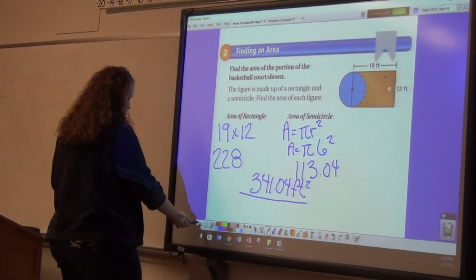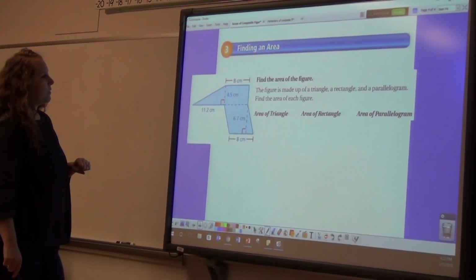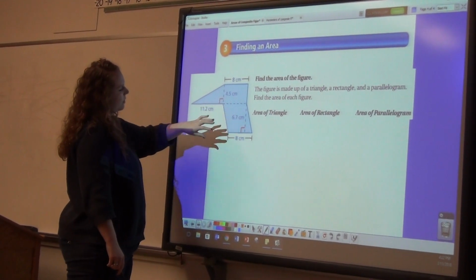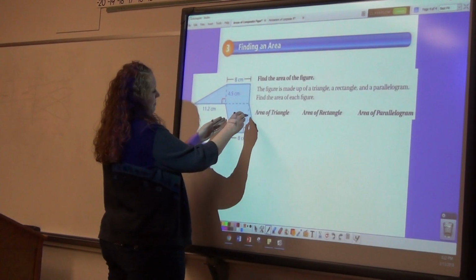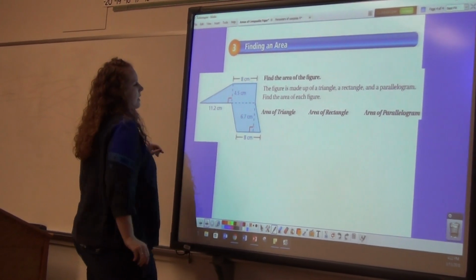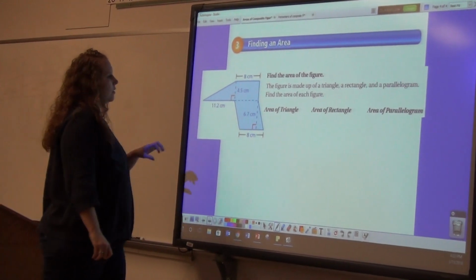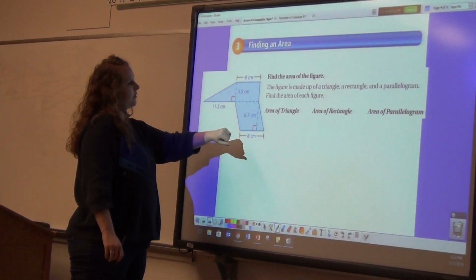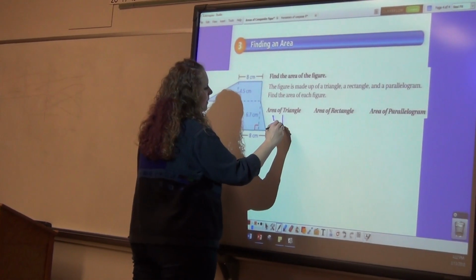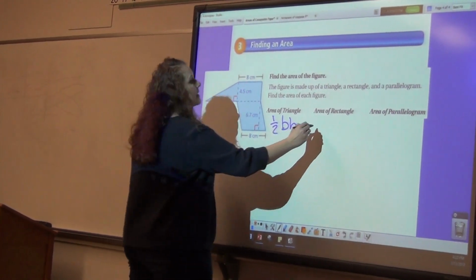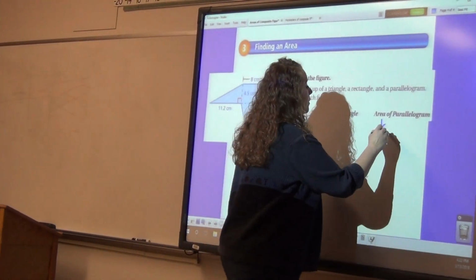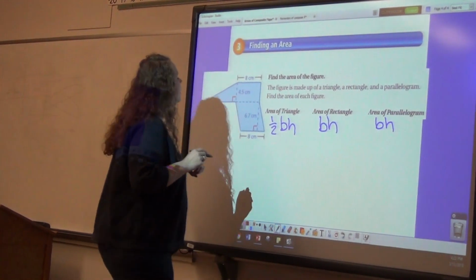Let's look at the next one. All right, we've got 4 different shapes here. We've got a triangle here, triangle here. We've got a weird quadrilateral here, but we could actually take this and make it a parallelogram, right? And then this is a rectangle here. So we're not going to do this triangle, we're going to do a parallelogram here. Area of the triangle is 1/2 base height. Area of a rectangle, base times height. Area of a parallelogram is also base times height.